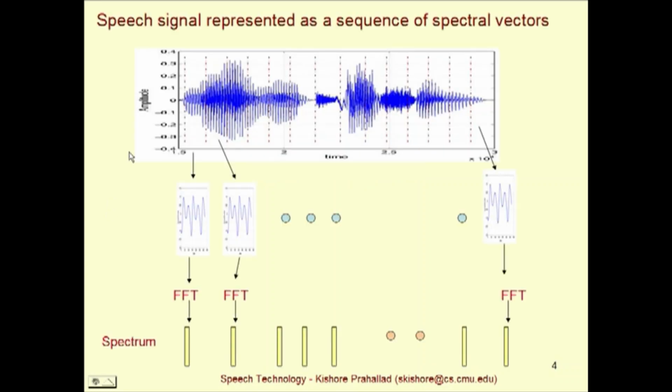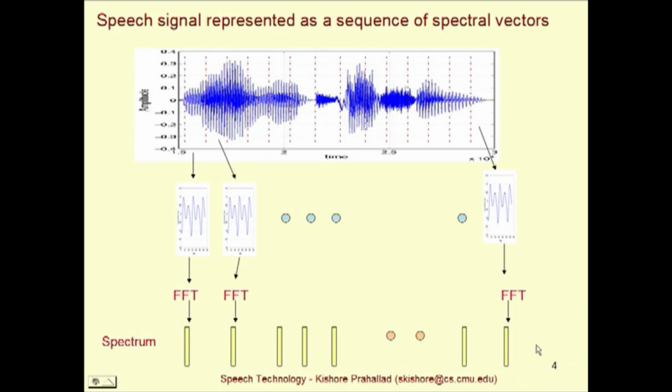In the previous lecture you should have understood that the speech signal is analyzed over short analysis windows, and in each short analysis window it goes through FFT and then you get the spectrum out of it. This process is repeated for all the analysis windows, and thus a speech signal is represented as a sequence of spectral vectors, which you can see here.